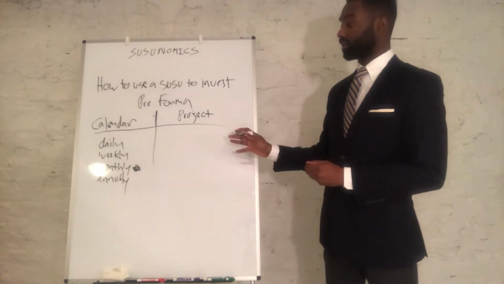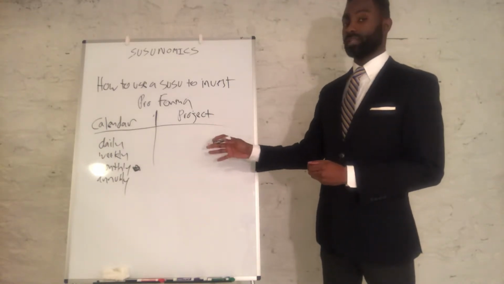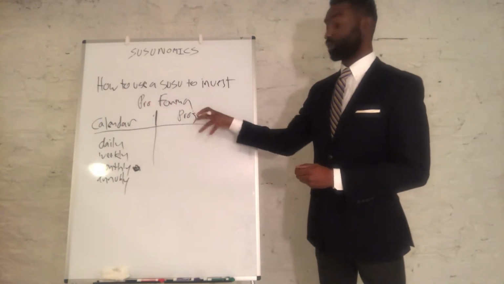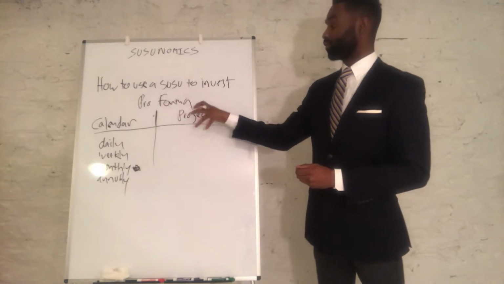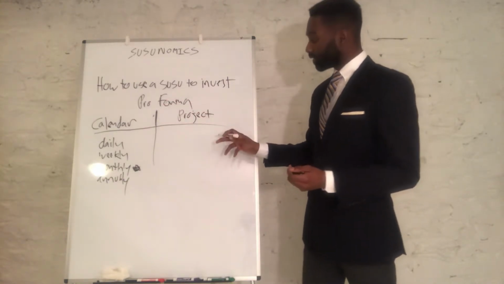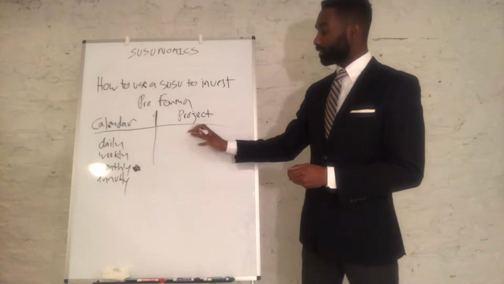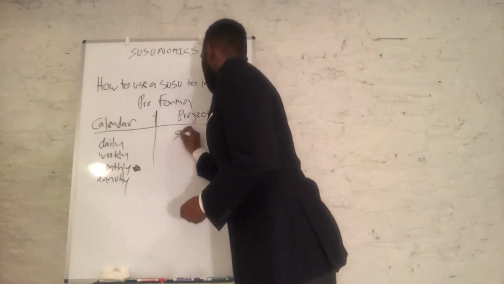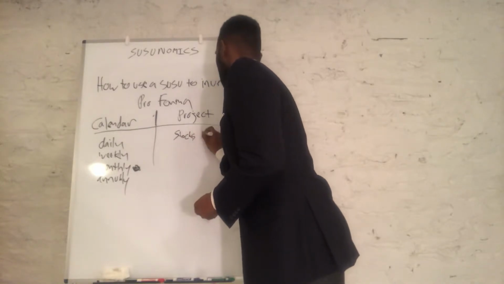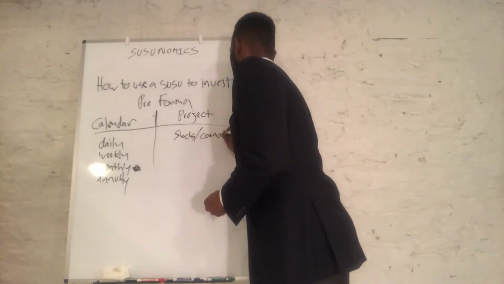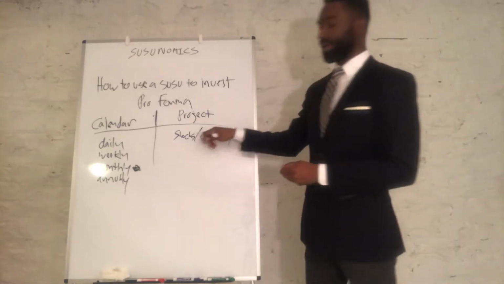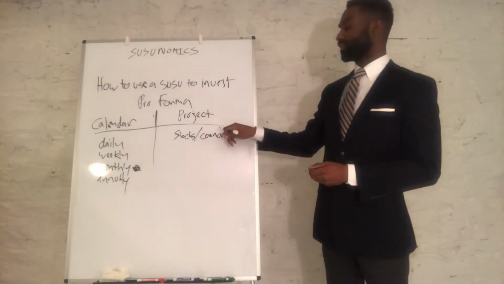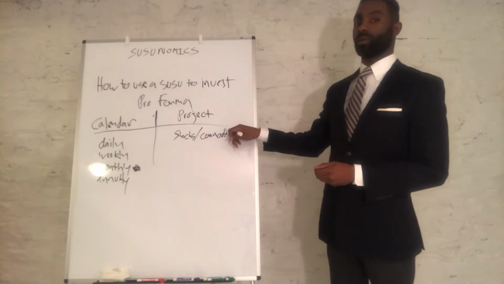But when it comes to investing, you can't just stick to ideals. You have to stick to what works for the project. What pro forma is going to work for the project. Some of the things that I think would fit these calendar schedules, for daily, I would say stocks and commodities, because these are daily assets. These assets change on a daily basis. Every day stocks go up, stocks go down. Every day the price of commodities goes up, the price of commodities goes down.